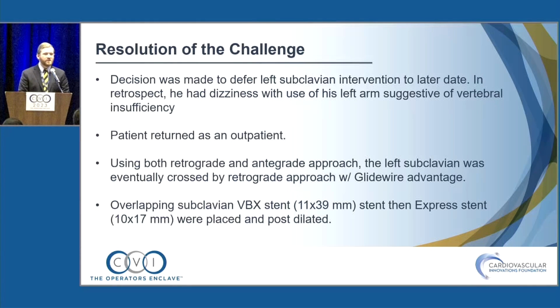So we did overlapping stents. First we did a Viabahn stent that was 11 by 39. We weren't able to upsize to the 59 because we were concerned about the vertebral artery. And then an Express stent was placed after that because we had a little bit of ostial subclavian artery that was still exposed. So we wanted to make sure that was still treated, and post-dilated both of those stents.